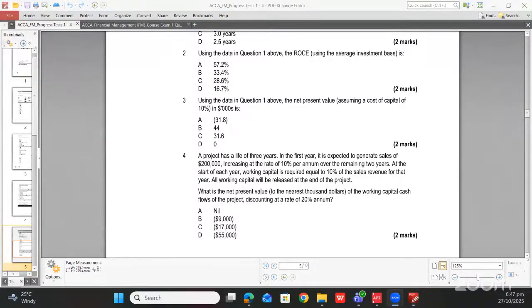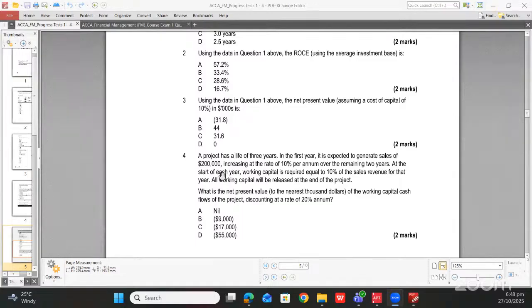All right, so it says to the nearest $1,000, so rounding it to the nearest thousand. Based on the information we have here, the working capital you're going to start with is 10% of 200,000. They said sales increase at 10% and the working capital has to be 10% of sales. So you start out with 10% of 200,000, which is 20,000, and every year you increase by 10%, right?